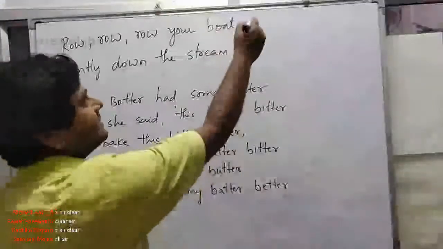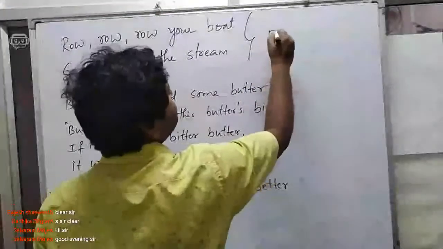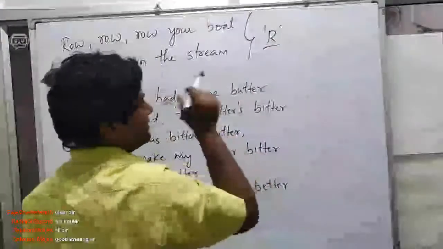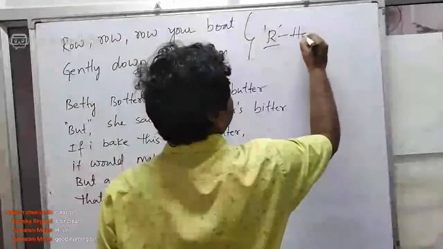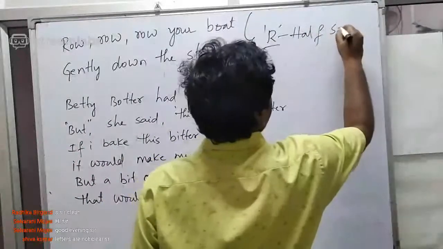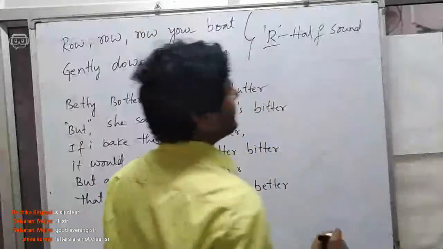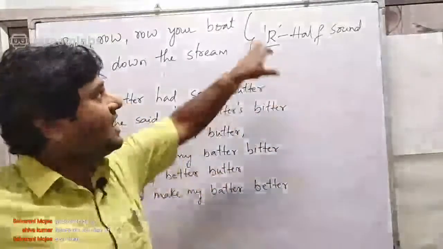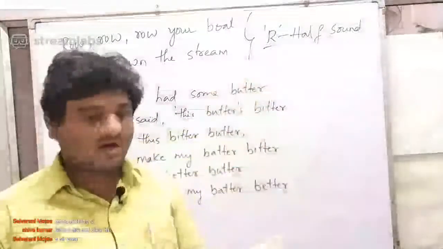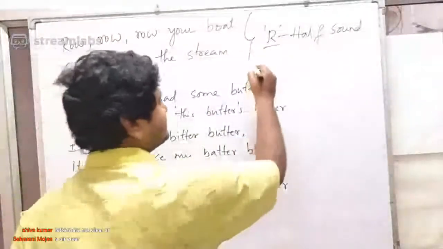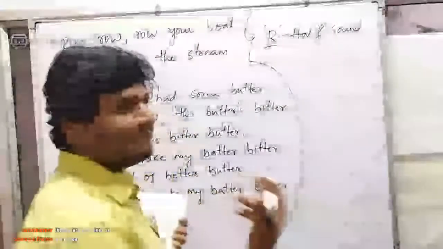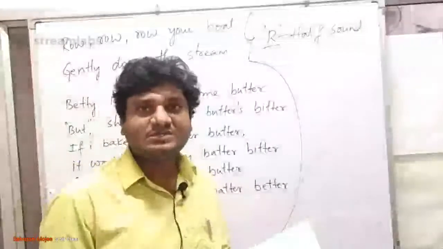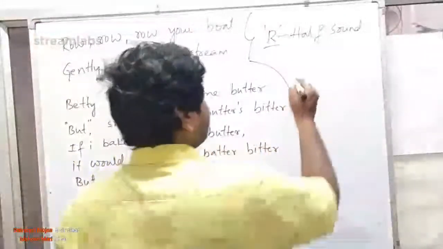So in this, we practice how to use R. Keep half sound. Don't say R, say half sound. Now, for instance, some example of how we can keep the half sound of R.